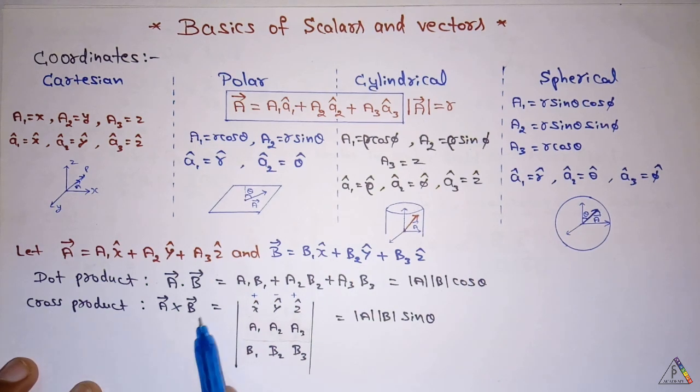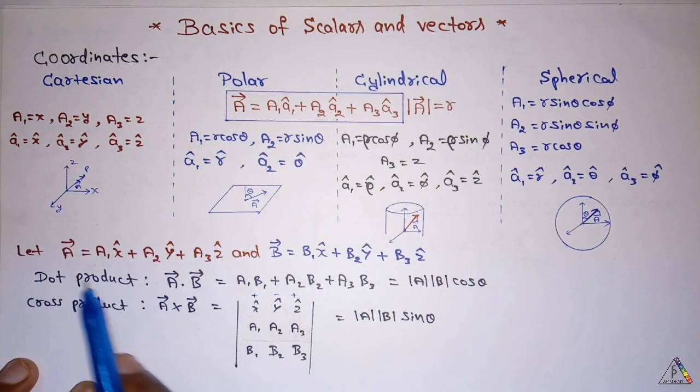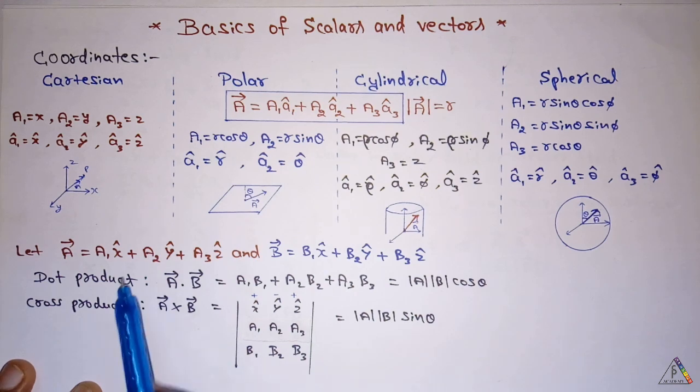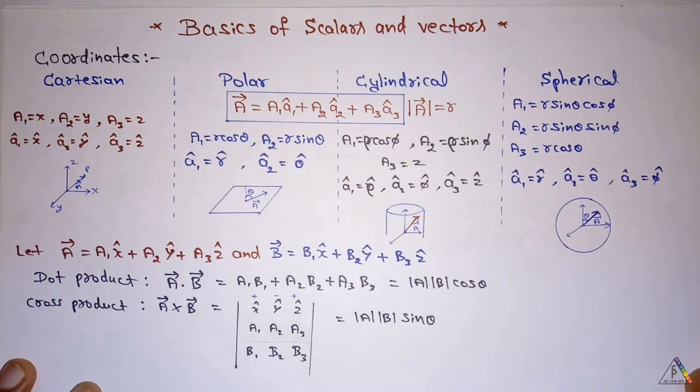And the next is cross product. The cross product of A bar and B bar is the determinant of x cap, y cap, z cap, a1, a2, a3, b1, b2, b3, and it is also given by the product of the magnitudes of these two vectors and sine of the angle between these two vectors.